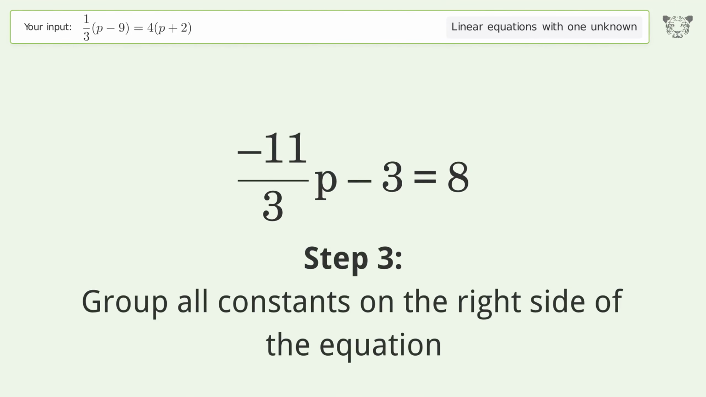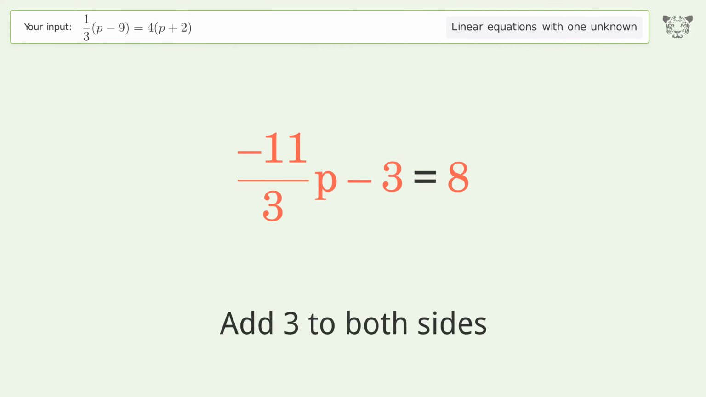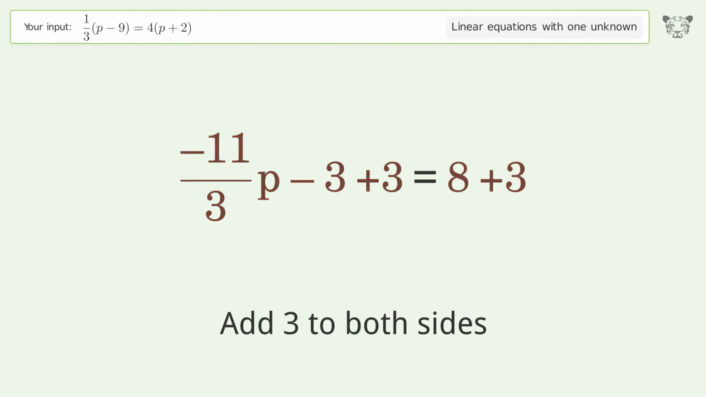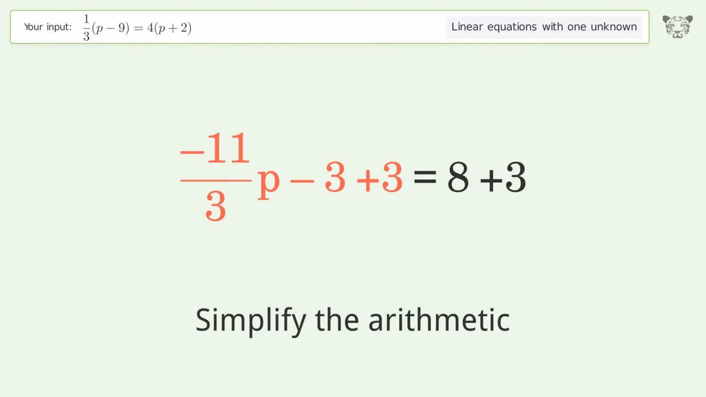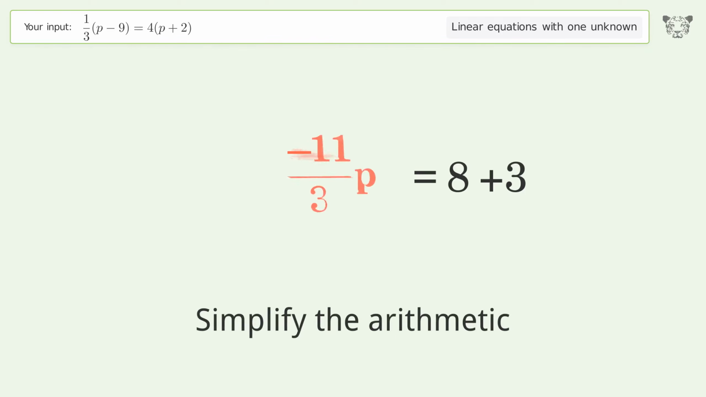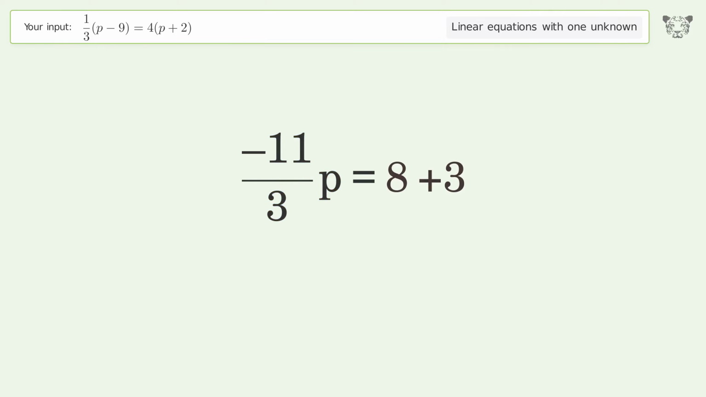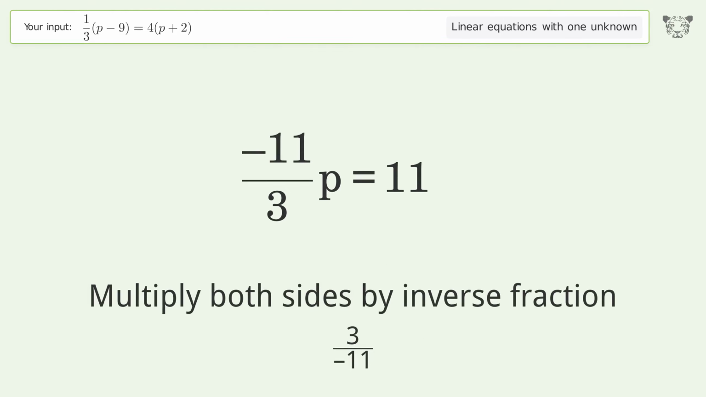Group all constants on the right side of the equation. Add 3 to both sides. Simplify the arithmetic. Isolate the p. Multiply both sides by inverse fraction 3 over -11.